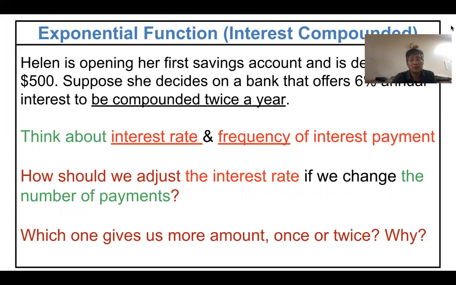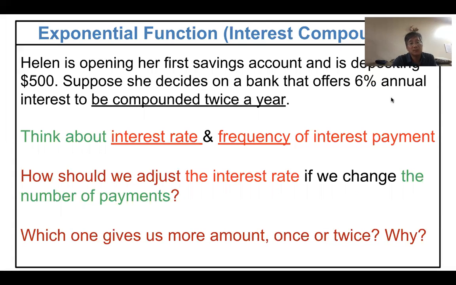Today's example is the same thing from last time, right? Helen is opening her first savings account and is depositing $500. Suppose she decides on a bank that offers 6% annual interest, compounded twice a year. So what does it mean, compounded twice a year?